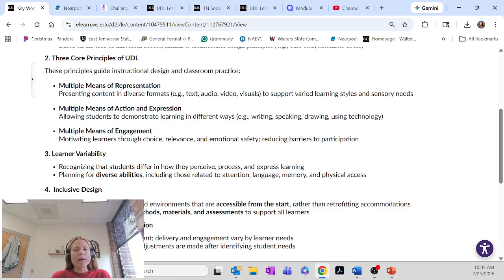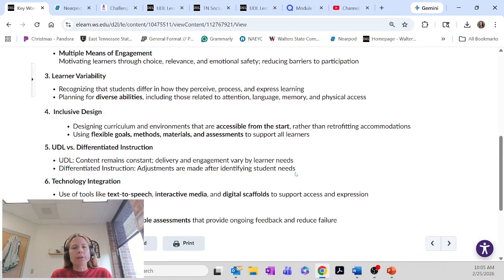So, when we talk about learner differences, we think about learner variability. This is really recognizing that people perceive information, take it in, and express their learning in different ways. Because we have such a range of diverse abilities, this is going to extend to attention span, language, memory, physical access. Again, thinking about your classroom as a third teacher, right? Going back to that, thinking about how we design instruction specifically related to learner variability.